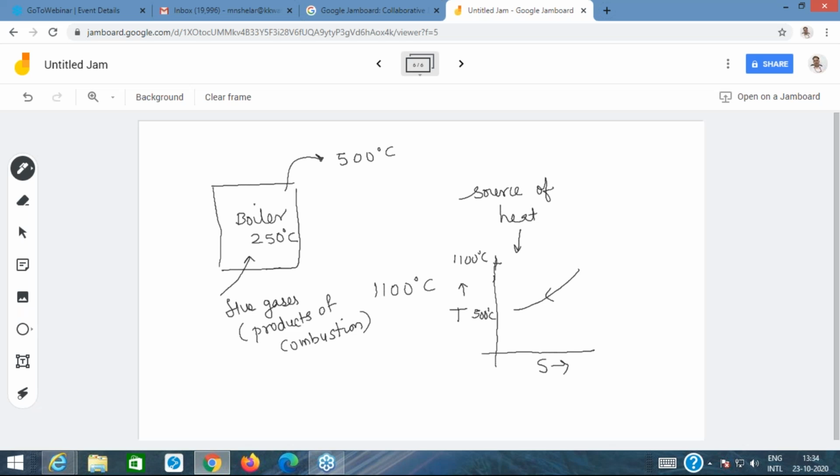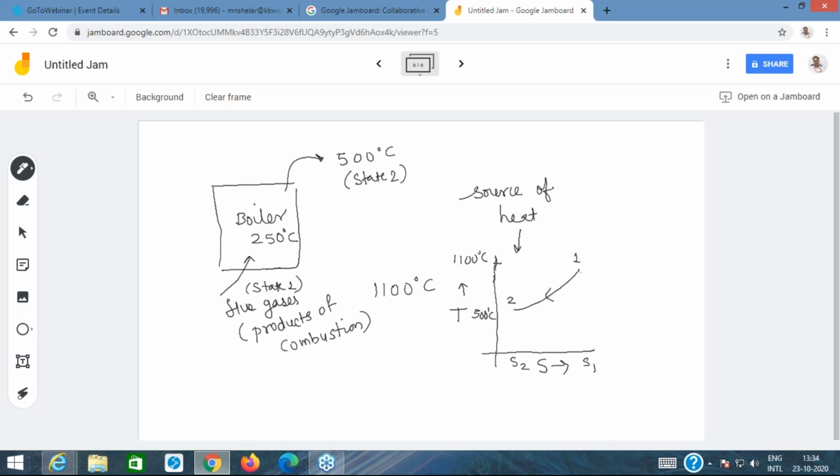right? And there was some entropy. Let us say this is process 1 to 2. State 1 is the entry of the flue gases, and state 2 is the exit of the flue gas. So the entropy at state 1 would be S1 and entropy at state 2 would be S2. This is the temperature entropy diagram. I hope it is understood.